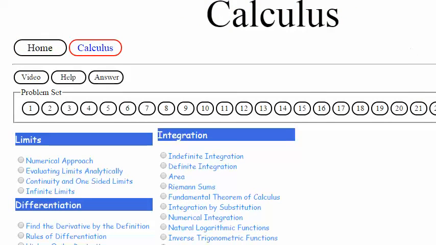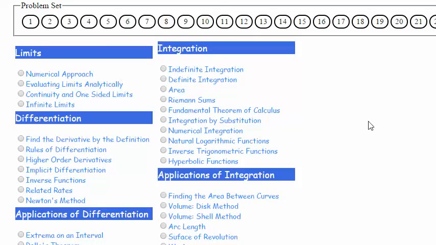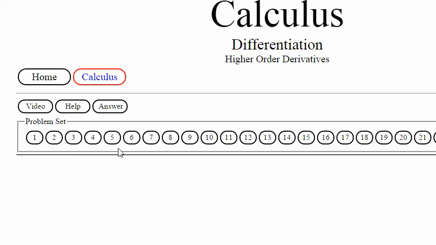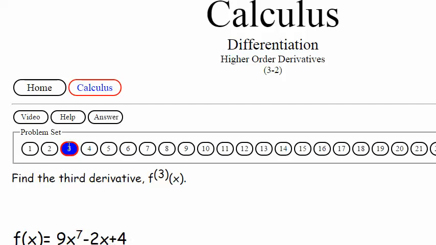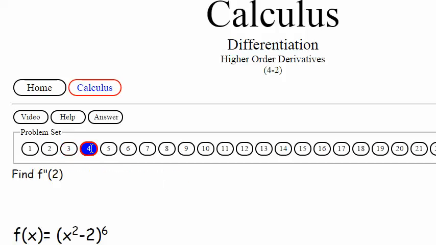Click on Calculus. Let's go down to higher order derivatives. And 3-2. See, we already did that. There is no 3-3. Let's move over here then. 4-1. How about that?